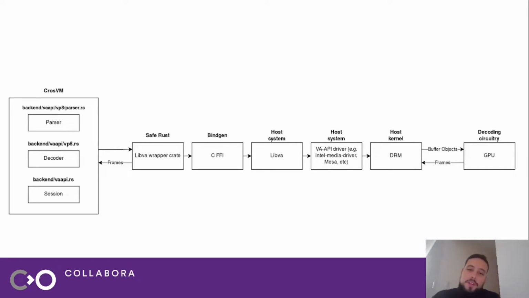So for instance, if you're using Intel hardware, this is going to be Intel Media driver. If you're using AMD hardware, this is going to be Mesa, and the driver will then talk to DRM. And up until now, nobody really knows how to decode video data, but the GPU does know how to decode video data, because the GPU will have a decoder circuitry just for that. So the GPU will actually decode the frames, and it'll make the frames available, say, to DRM, and then the frames are going to be piped all the way back until they arrive in Crosvm.